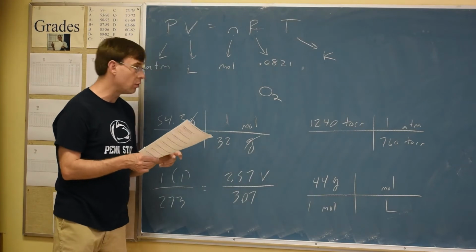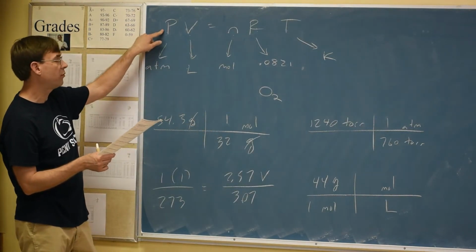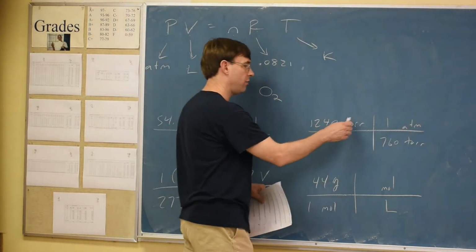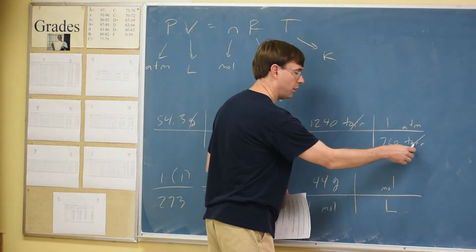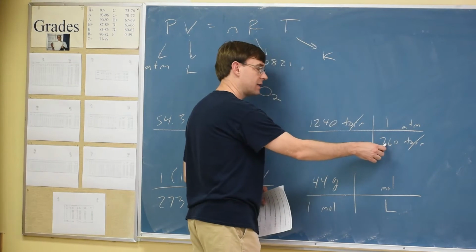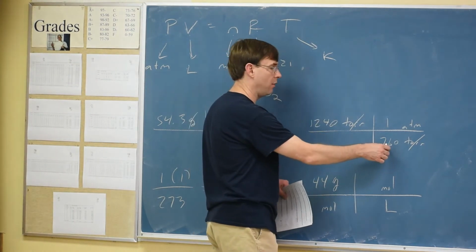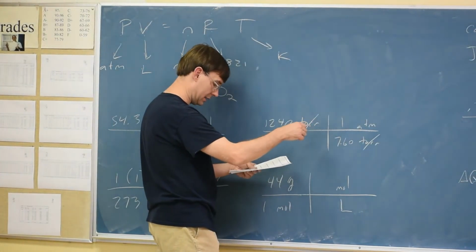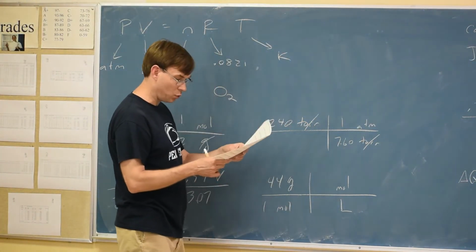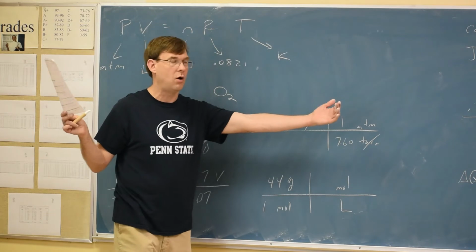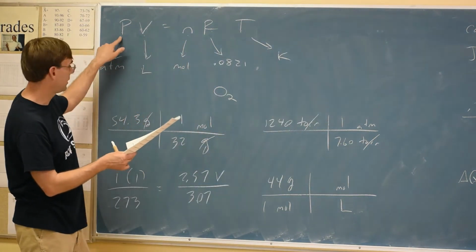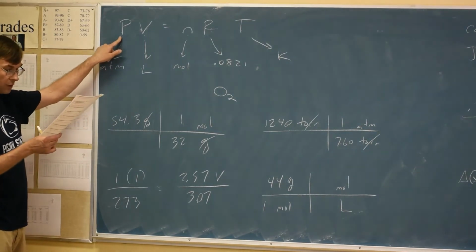1240 torr. Torr can't go anywhere, but torr is a type of pressure, so we can convert torr to atmospheres. If we take 1240 torr and put torr on the bottom, 760 is the magic number for torr we memorized, to get to 1 ATM is the number that we memorized. If you punch that in, that's a 1.63 really long number. The 1.63 really long number could go in for the pressure.